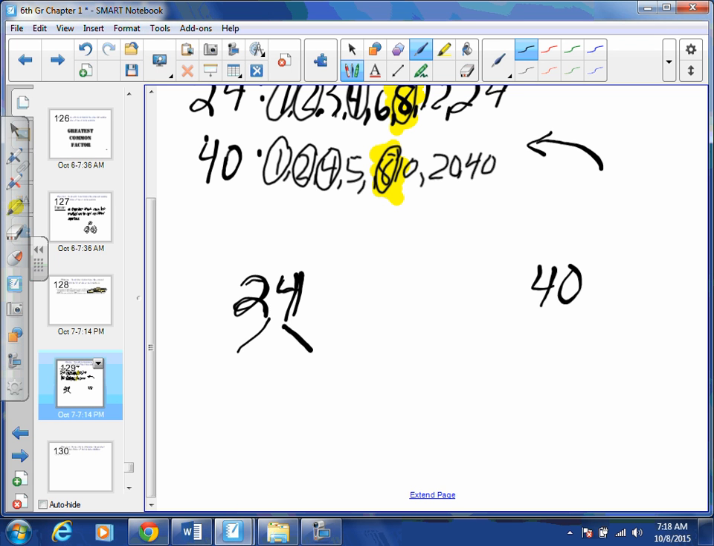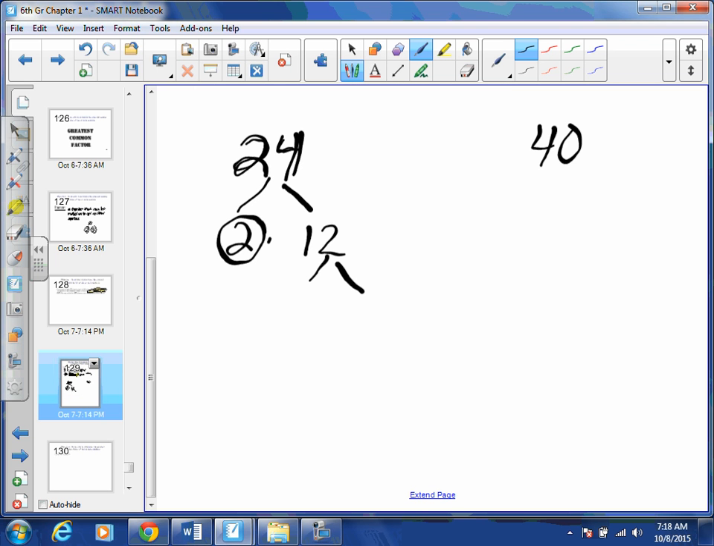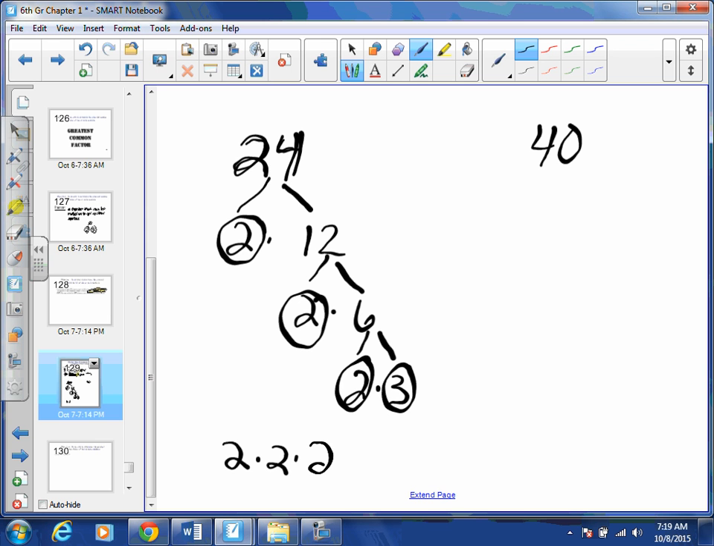So we could do 2 times 12, we could do 3 times 8, we could do 4 times 6. All right, let's do 2 times 12. It's early in the morning, so multiplying by 2 is easier for me. All right, so 2 is prime. 12 is composite. I can break that down. So factors of 12, I could do 2 times 6 or 3 times 4. Either way will get you to the right answer. All right, 6 is composite. I can break it down even further into 2 times 3, which are both prime. So my prime factorization of 24 is 2 times 2 times 2 times 3. Okay? Then let's go over to 40.